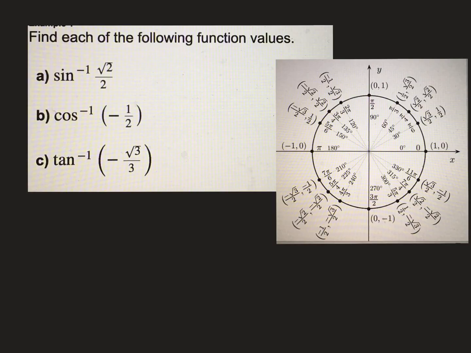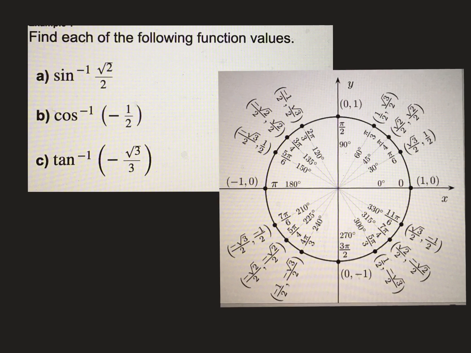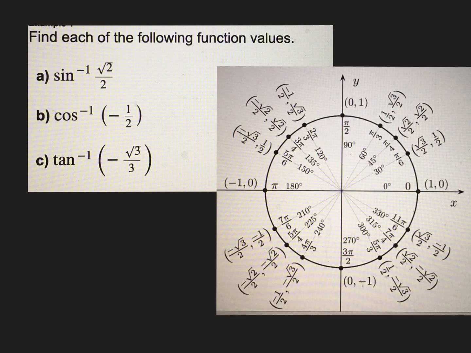All right, let's try 2 or 3 here. First one says inverse sine of square root of 2 over 2. Because it's inverse sine, I'm thinking it's quadrant 1 or quadrant 4. Because it's positive, it's quadrant 1. So I'm going to look at my circle over here and look for the y because it's inverse sine. Where's y square root of 2 over 2? And it is right here, which is at pi over 3, and also 60 degrees. Whichever you're doing, degrees or radians.